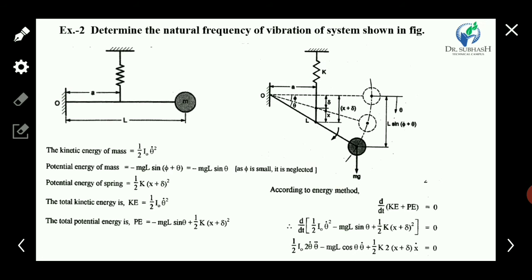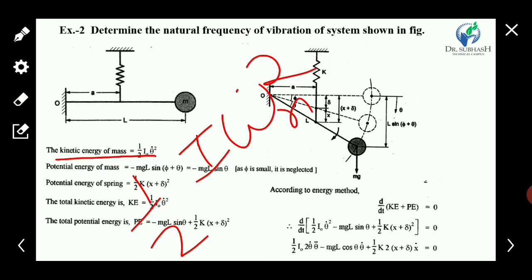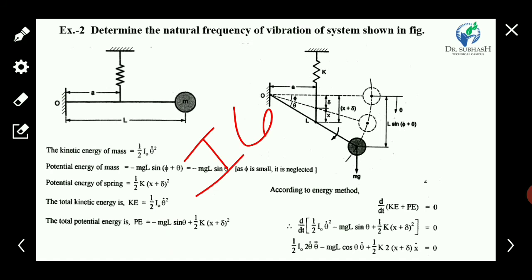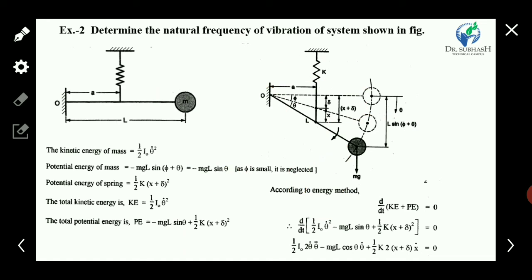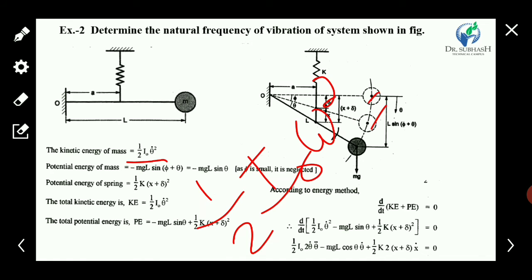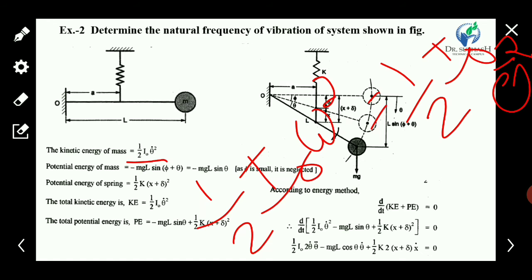Okay, first start with the kinetic energy of the mass. We know that it is 1/2 I omega square. I omega square is defined in terms of displacement, the theta. The angular velocity is the differentiation of displacement with respect to time, which is theta dot. So the kinetic energy, 1/2 I_o omega square, is equal to 1/2 I_o theta dot square.